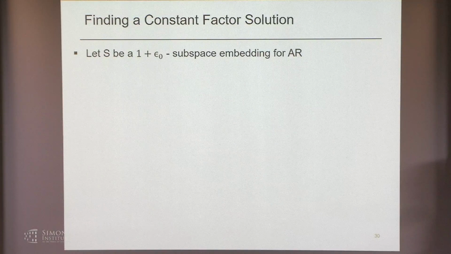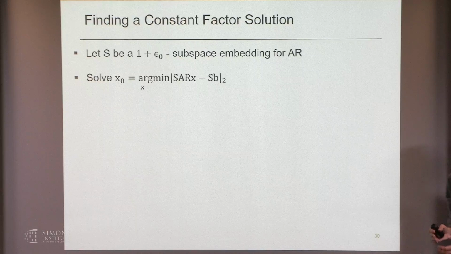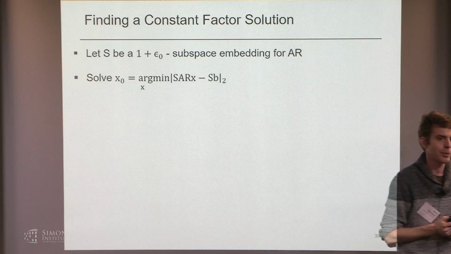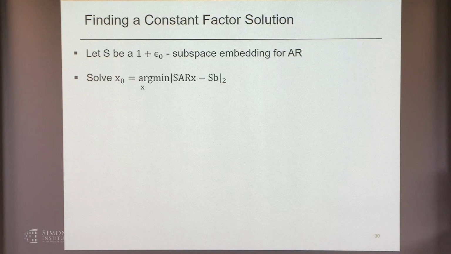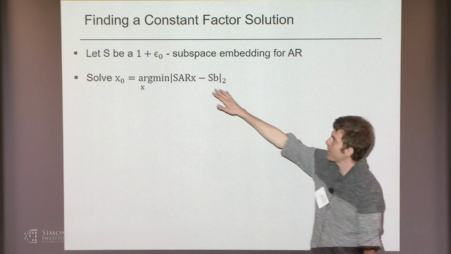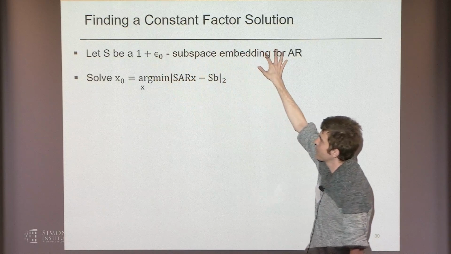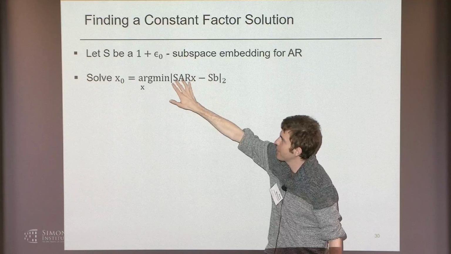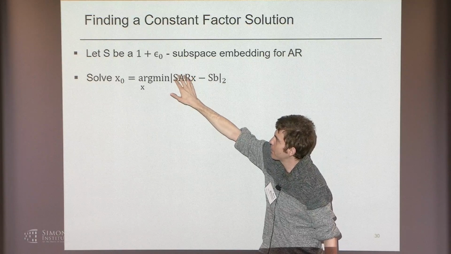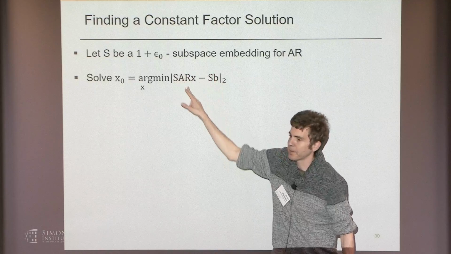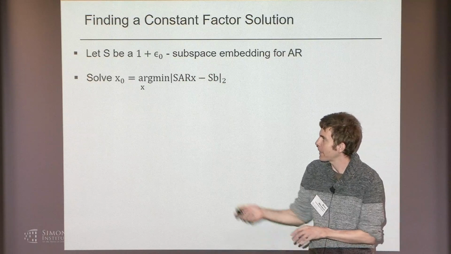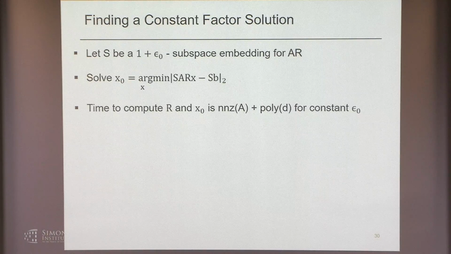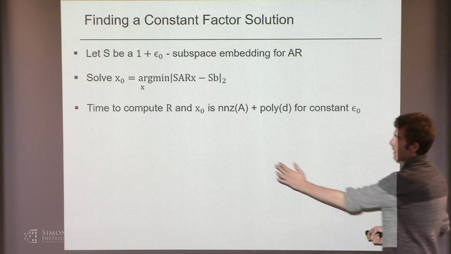Gradient descent also needs a good initial solution. You have to start somewhere. Where are we going to start from? We're going to start from a constant factor approximation. Again, S is one of these 1 plus, say, 1/2 subspace embeddings. We compute SA, SB, then SA times R. This is nnz of A plus poly d time. We solve this in poly d time, with no dependence on the actual epsilon, and we get our constant factor initial solution, x0.